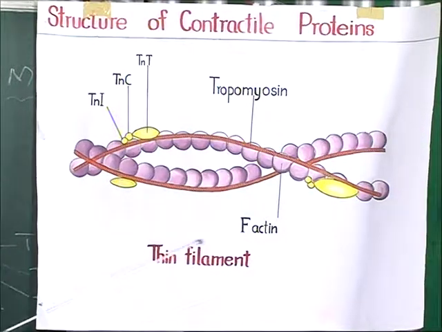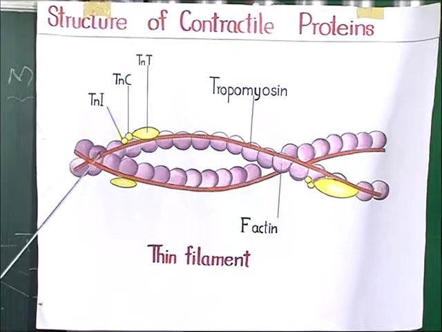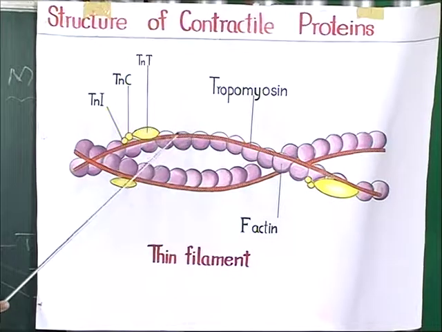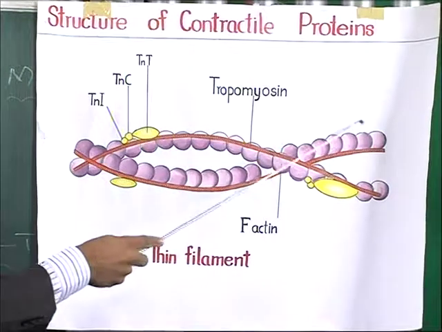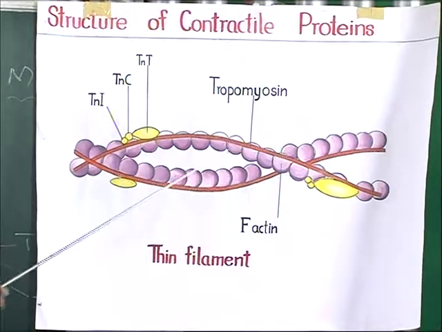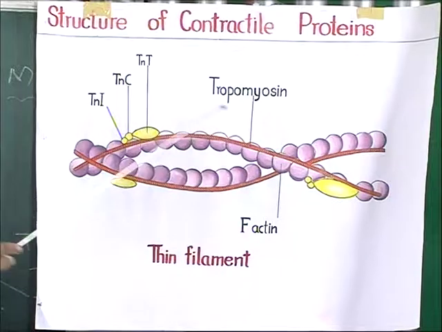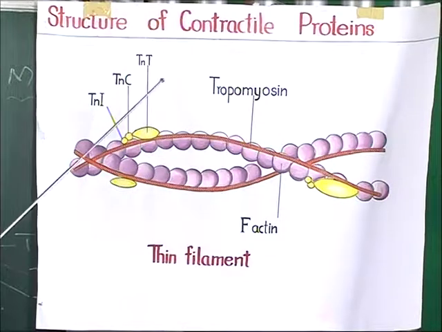So each thin filament in our body is made up of two filamentous molecules. These are the globular G-actin, and it is one filamentous molecule chain and another filamentous molecule chain. Each chain is made up of two filaments. Other than that, the protein present is called tropomyosin, and a complex protein is present, that is troponin, which is made up of three polypeptides: TnT, TnC and TnI.